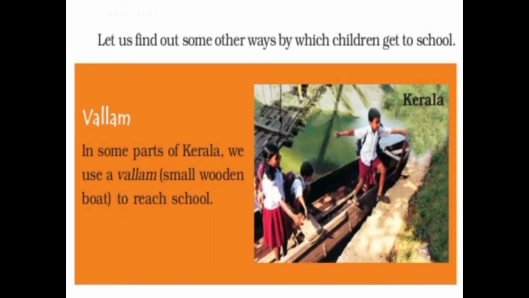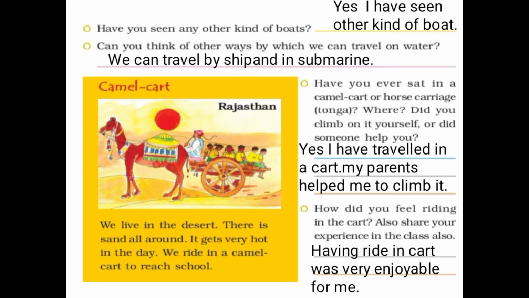Let us find out some other ways by which children get to school. Vallam. In some parts of Kerala, children use a vallam, a small wooden boat, to reach the school. Have you seen any other kind of boat? Yes, I have seen other kinds of boats.